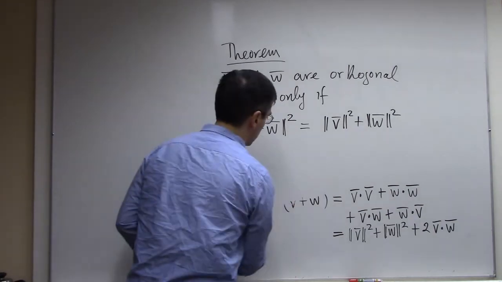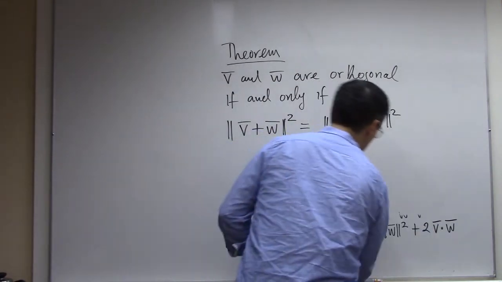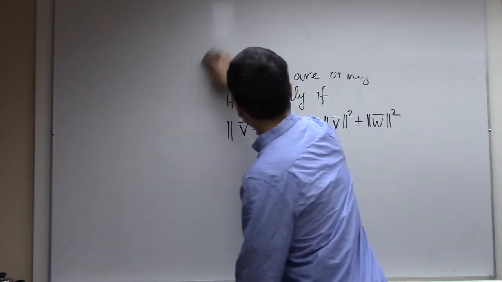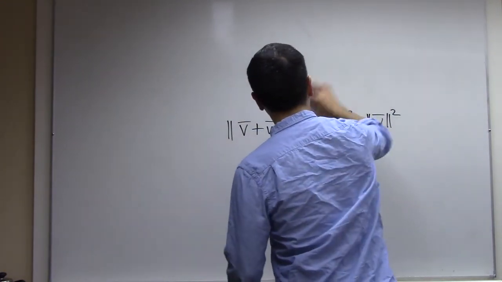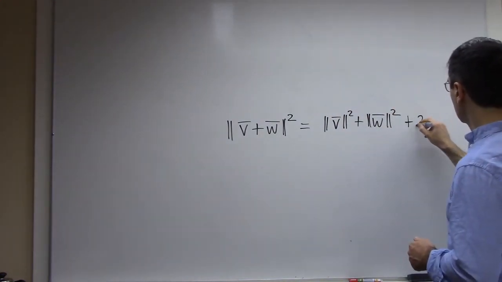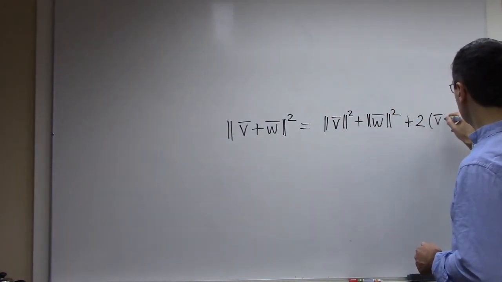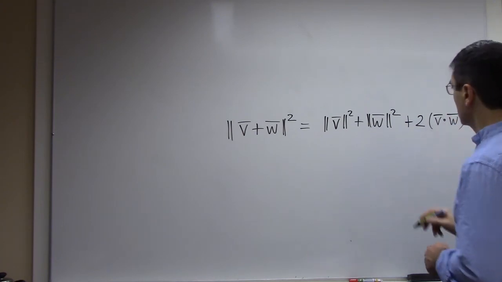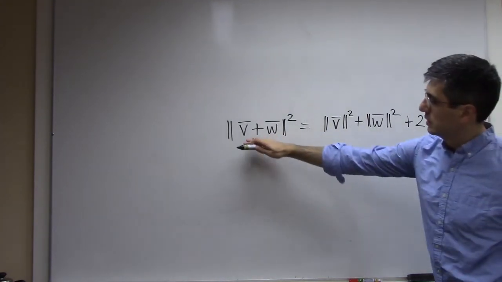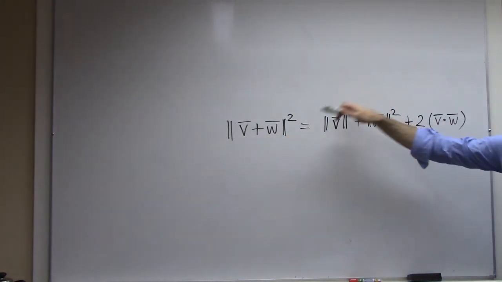So I guess a more general statement would be to rewrite what this is. In general, when you open the parentheses, this is equal to that plus 2 times the dot product of v and w, from which you conclude that this dot product is 0 if and only if this is equal to this.